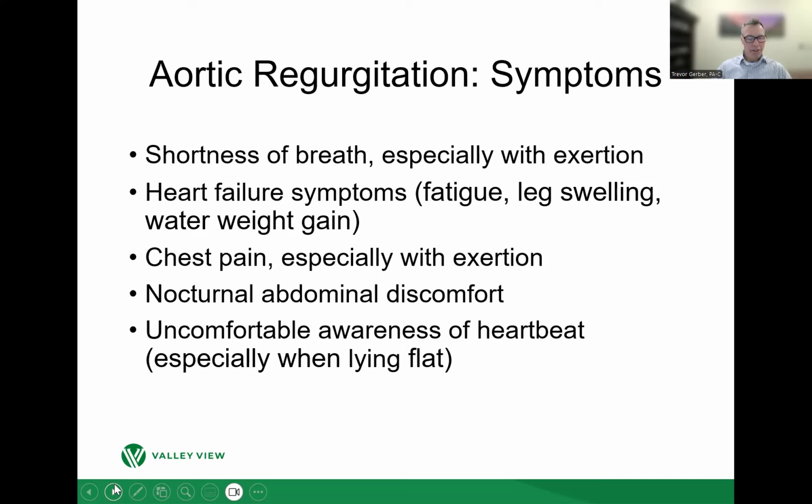This has to do with a lack of blood flow to the abdominal organs, and also uncomfortable awareness of your heartbeat, what we call palpitations, especially when one is lying down, is associated with aortic regurgitation.